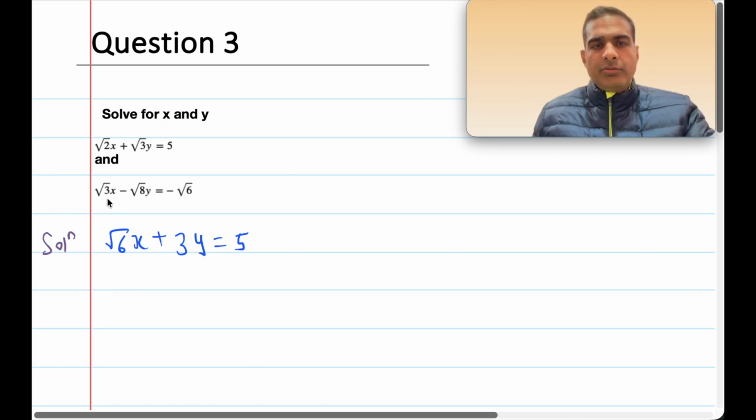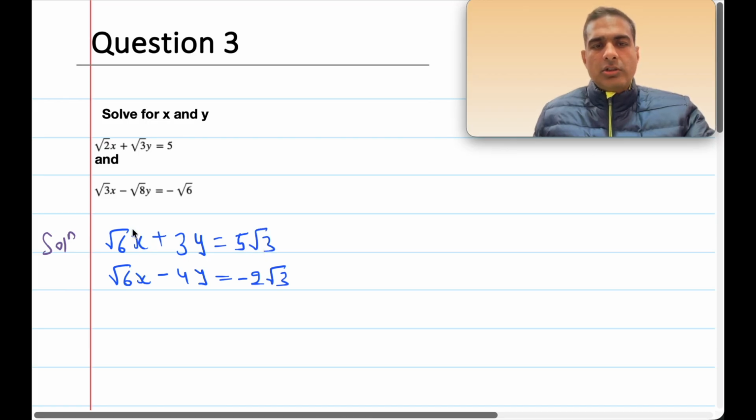And if you multiply by root 2 to the second equation, so root 3 into root 2, I will be getting root 6, minus root 2 into root 8, so it will be root 16. 16 is a perfect square of 4, so minus 4y is equal to minus root 6 into root 2 is root 12, and root 12 is root 2 square into 3. So 2 is coming in pair, so 2 will come out, so minus 2 root 3. And we multiplied by root 3 to the first equation, so it will be 5 root 3.